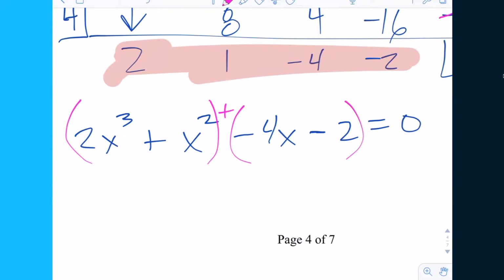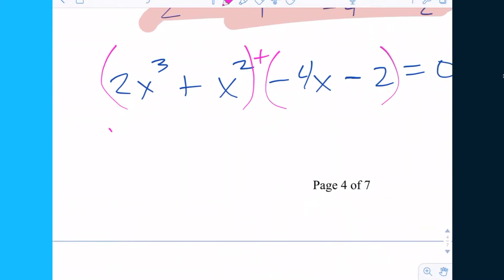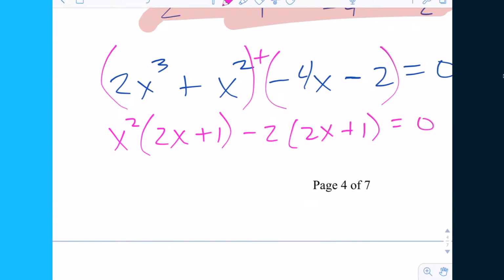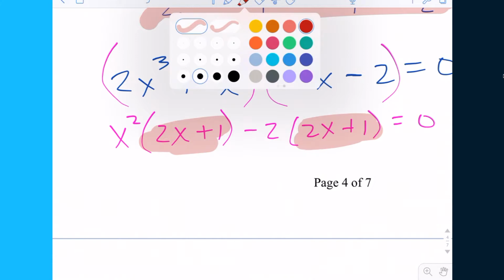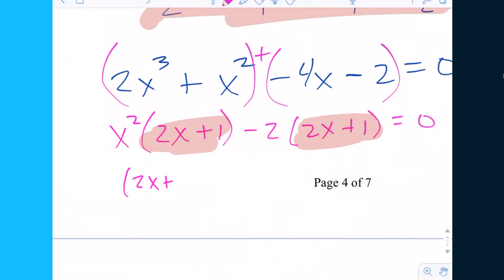And on any quiz or free response, if you don't put the plus sign, even if you recover, you're going to lose a point. Now we pull out a common factor of x squared, and that gives us 2x plus 1. And now I factor out a -2, and it gives us 2x plus 1. And at this point, you know factor by grouping is going to work because you ended up with your 2x plus 1 right there. So if you then factored out your 2x plus 1, you're left with x squared minus 2, and that equals 0.